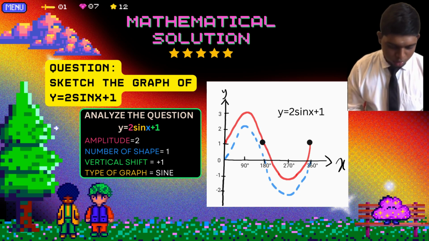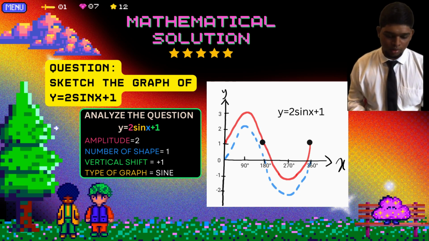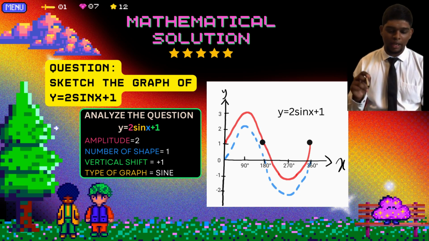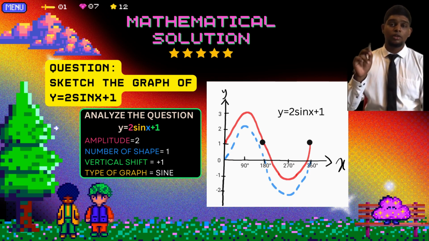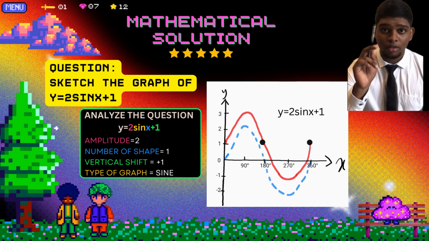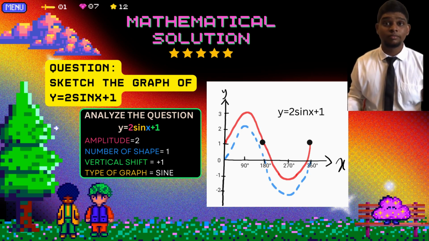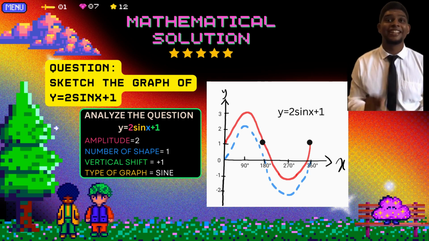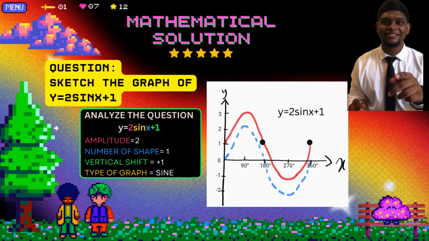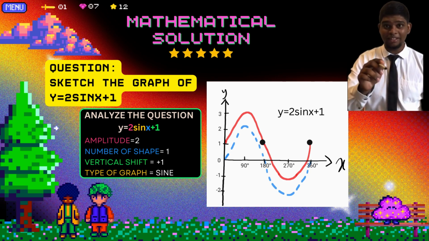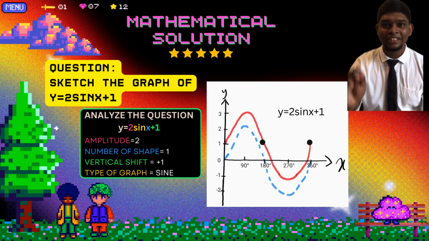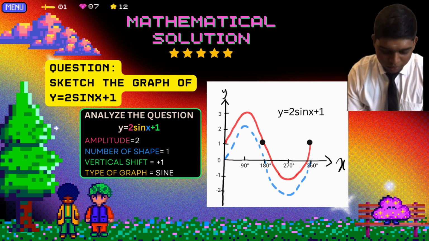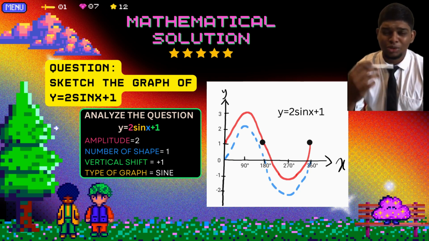So let's go into the question. y equals 2 sine x plus 1. As I said before, what type of graph is this? Yes, it's a sine graph. Okay, focus on me. Sine graph, so it shouldn't be a problem.